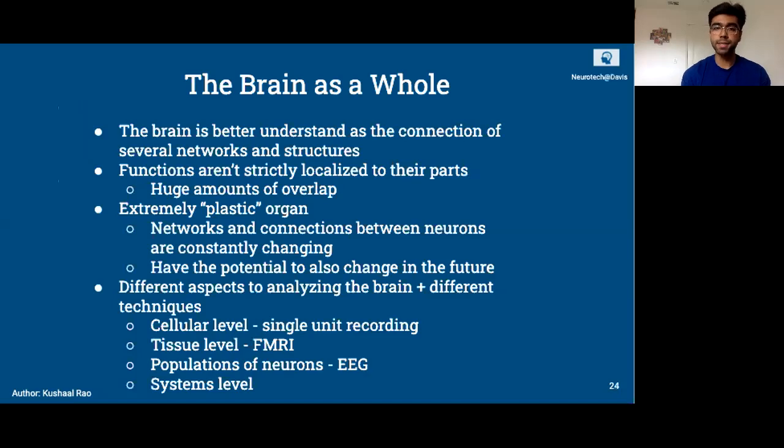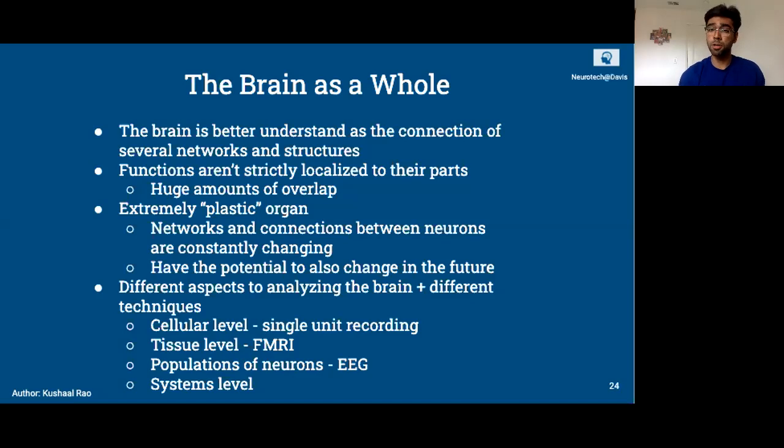Now to recap the brain as a whole, I talked a lot about all these individual structures and individual parts of the brain, but I want to emphasize that no part of the brain is responsible for just one particular function. These areas are not mutually exclusive in their functions, and the brain is more of an amalgamation of all of these processes and structures. But that's to say that the brain is not just a mere sum of its parts. You can't just take these structures and add them, and that gives you a brain.